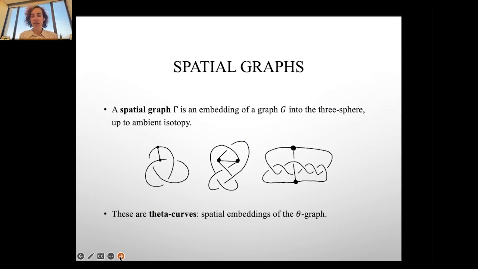And the three images that I have on this slide are theta curves. So this is the particular spatial graph that I'm most interested in today, which consists of two vertices, three edges. There's another graph that has two vertices and three edges, which is the handcuff graph, but I'm going to mainly be talking about the embeddings of the theta curve.